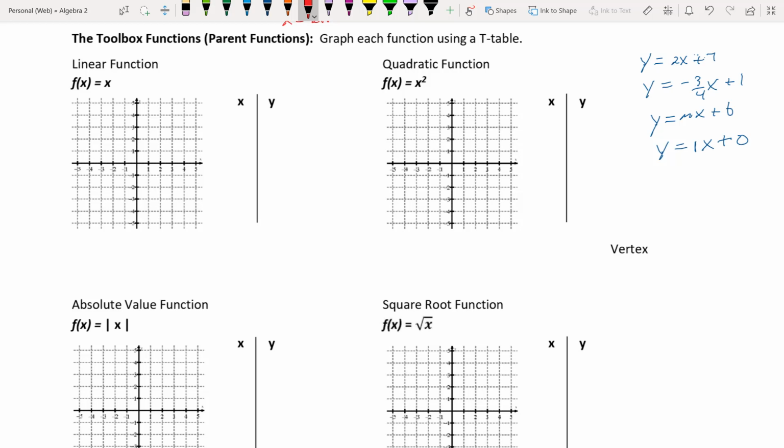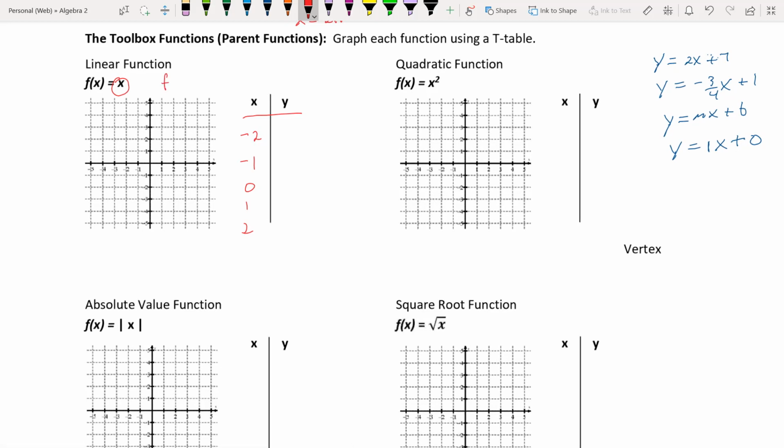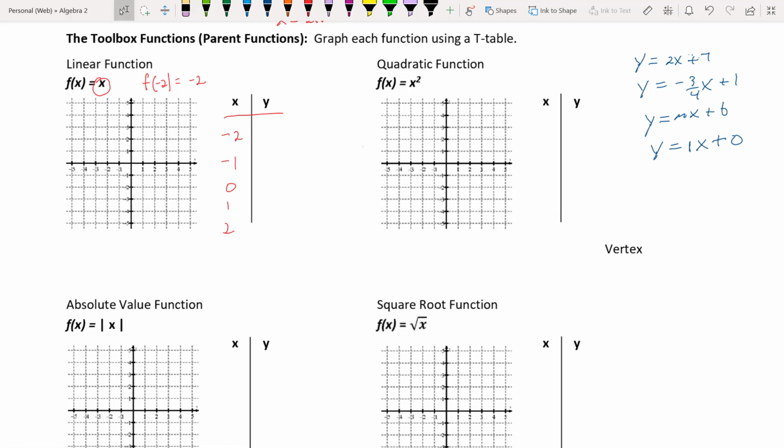But if you don't, then we do some t-tables like making negative 2, negative 1, 0, 1, and 2. And we plug these in for x right over here. So if I plug in negative 2 for x, I get f of negative 2. Well, let me do the first one. F of negative 2 equals negative 2 if I plug it in for x, right? So I get negative 2. If I plug in negative 1, I get negative 1. If I plug in 0, I get 0. 1, I get 1. 2, I get 2. Let's graph them.